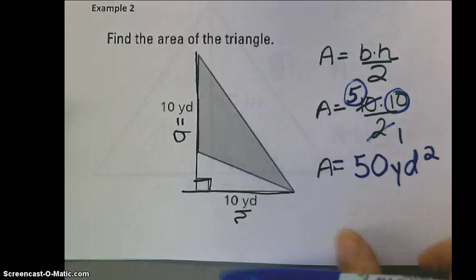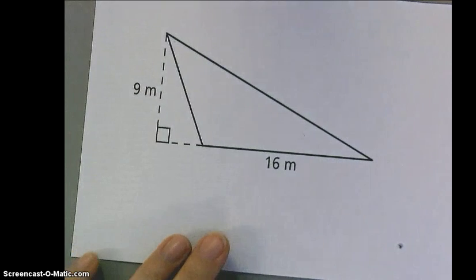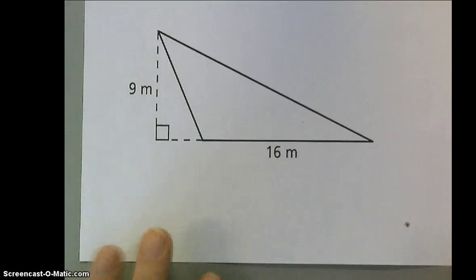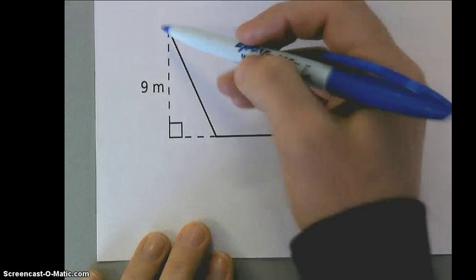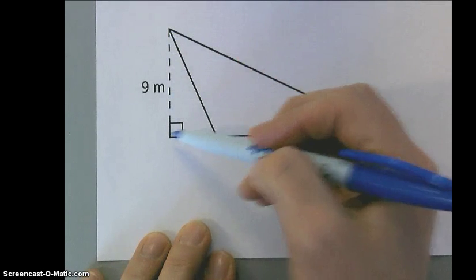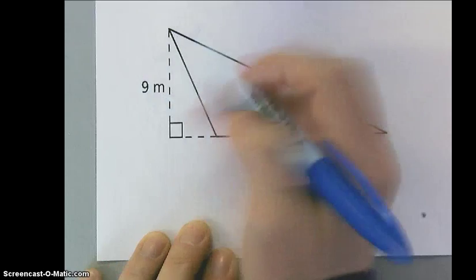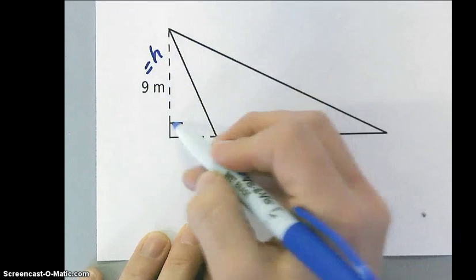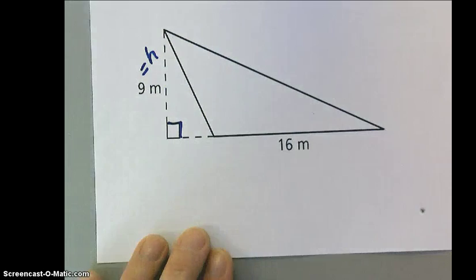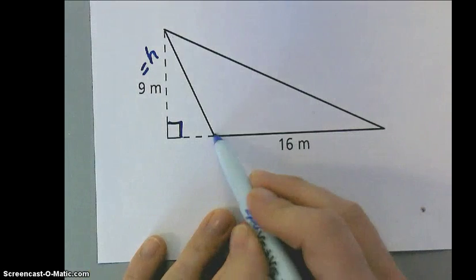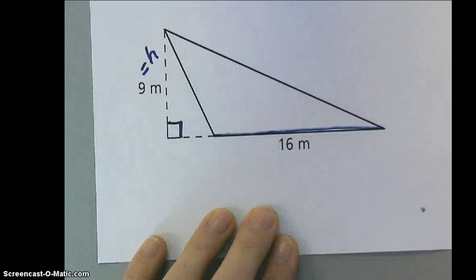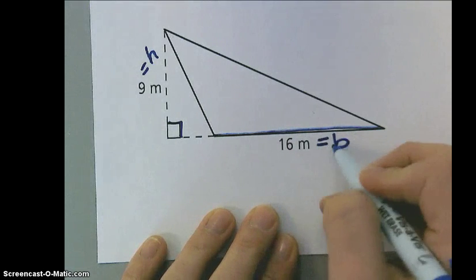Let's try our next example. And here is this triangle. Once again, I'm trying to find that perpendicular line down to the base. So here is our H that's formed. So that 9 is our height, if you see that H that's formed. And then this 16, which is the bottom of my triangle, that is my base.